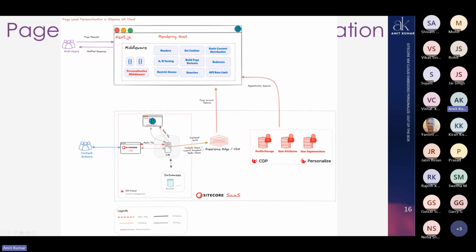So here you are seeing that there is a rendering host and there is an editing rendering host, right? The difference is that the rendering host will be used by the end user, and this editing host is utilized by Sitecore so that you can edit the pages in the Experience Editor. But this editing host cannot be used as a rendering host for the end user.